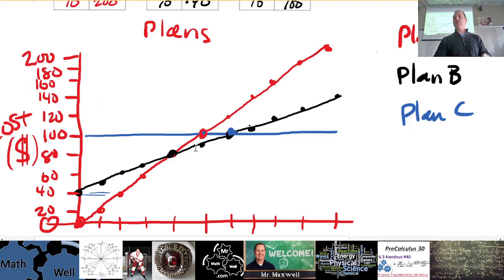The black graph is lower, less money. We okay with that? You see that? So intersection points are very, very important when we're analyzing graphs. Intersection points, where lines intersect or cross over each other.